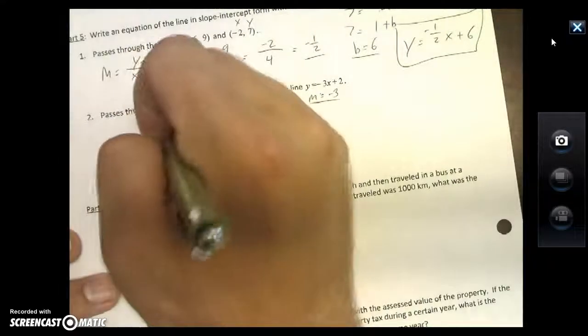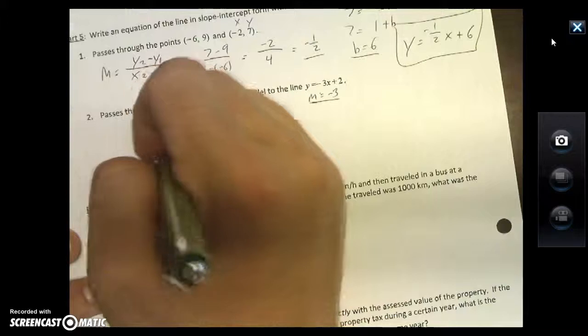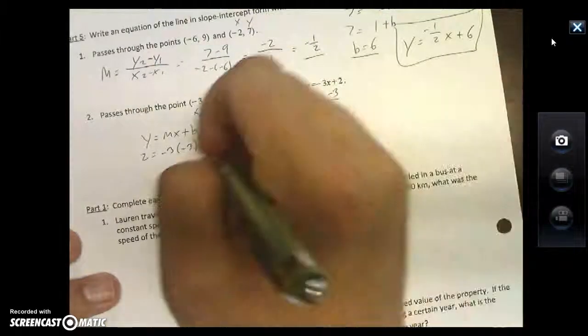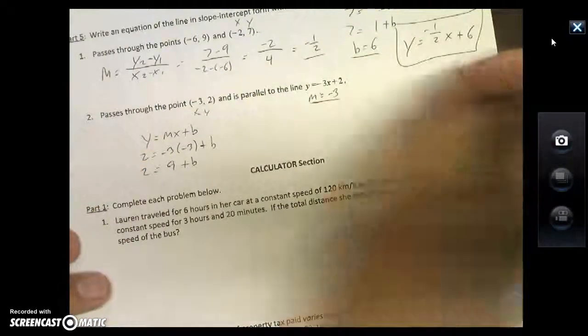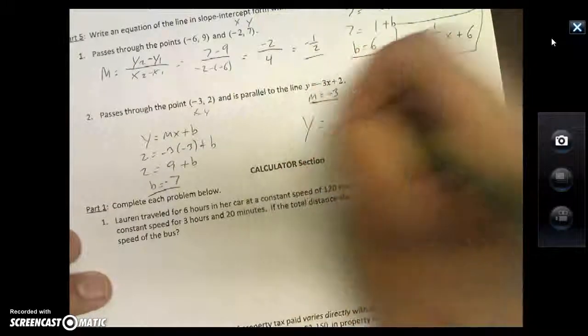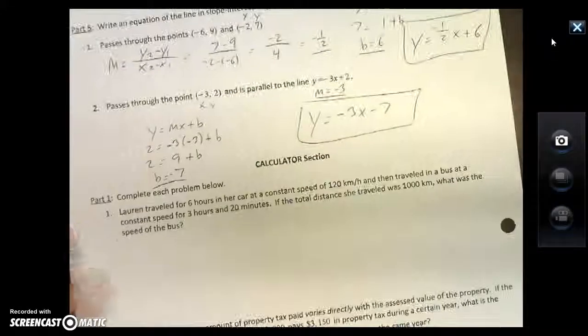So go back to slope-intercept form, y equals mx plus b. Plug a 2 in for y, plug a -3 in for m, -3 in for x plus b. Subtract it over. B equals -7. So put everything back in. y equals -3x minus 7. There we go. Okay.